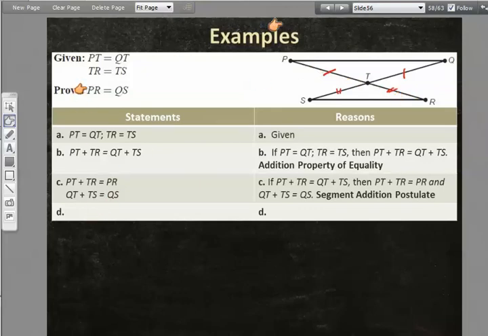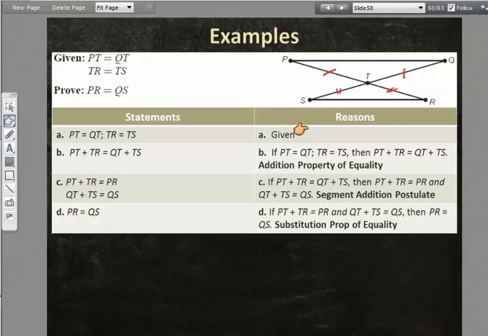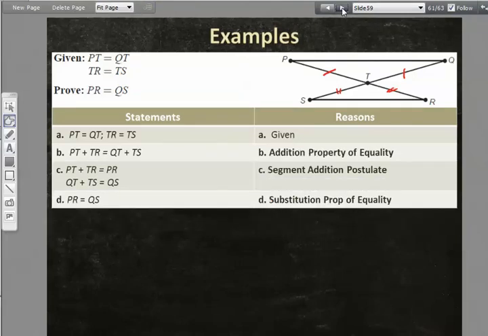So my final statement is going to be PR equals QS. And remember my if-thens? If then, if then. And that's going to be my substitution property of equality. Okay, so that was our last example, I think. There we go. That's what it looks like without the if-then statements. Alright, but remember, I needed those if-then statements to figure out what my reasons were. And you have to give me reasons. Don't just give me if-then statements, okay? You have to give me reasons. The reasons is what I grade.